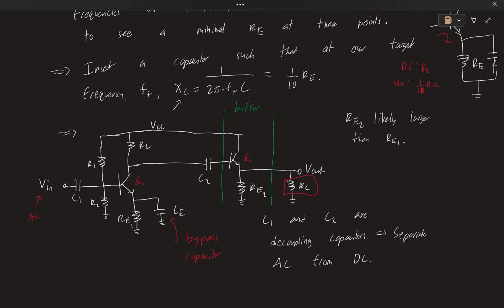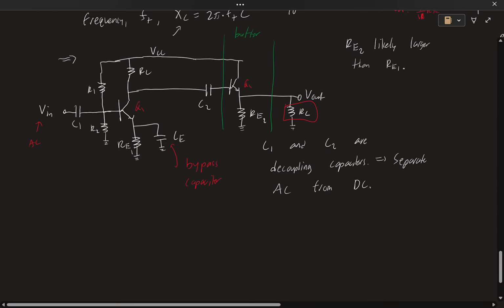So a few things to notice. Typically, RE2 and RE1 are not going to be the same. RE2 is going to be much larger than RE1 typically, so that RE2 is much larger than 1 over GM. And we're going to assume Q1 and Q2 have very similar characteristics, so their GM is going to be similar. So we typically want a larger RE2 than RE1. This is, of course, case dependent, but that's typically how we want to design things.